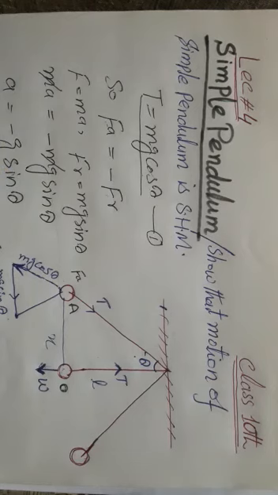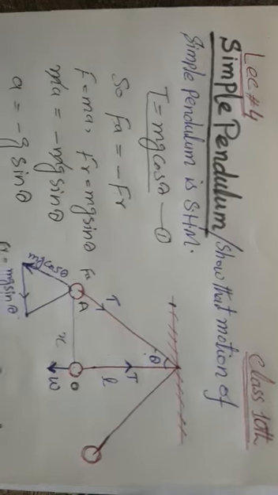As sin theta is very small, it is approximately equal to theta. So we will put theta instead of sin theta, and we get this equation: a is equal to minus g theta.